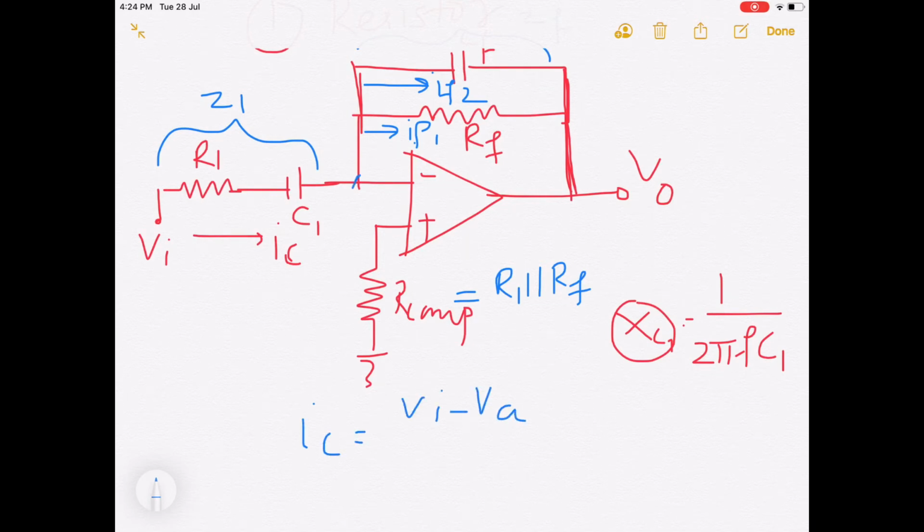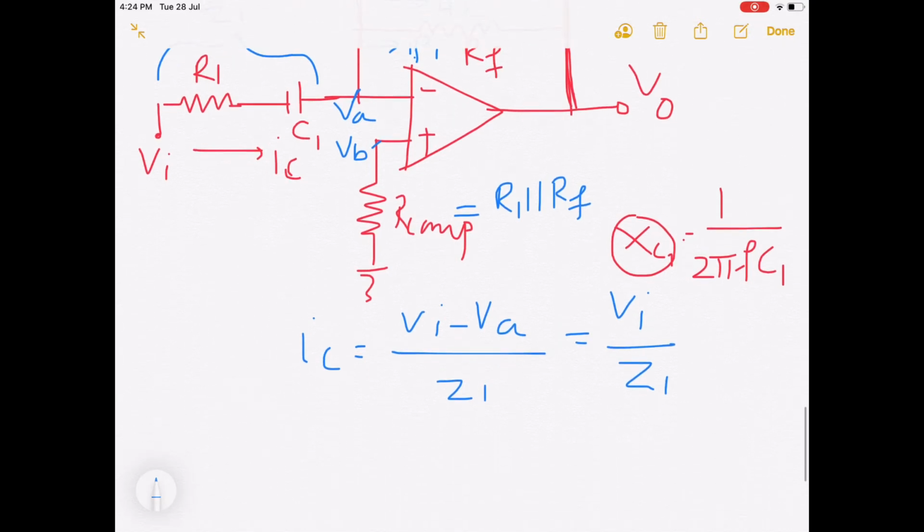This is VA, this is VB. By the virtual ground concept, as VB is 0, VA is also 0. Before that, you have to write down IC. IC is (VI minus VA) divided by Z1, which is equal to VI by Z1, where Z1 is R1 in series with C1. Then the input impedance Z1 is equal to R1 plus 1 upon SC1.